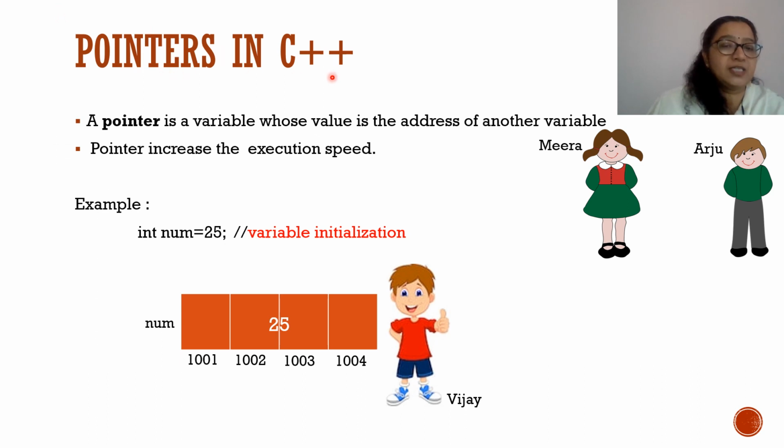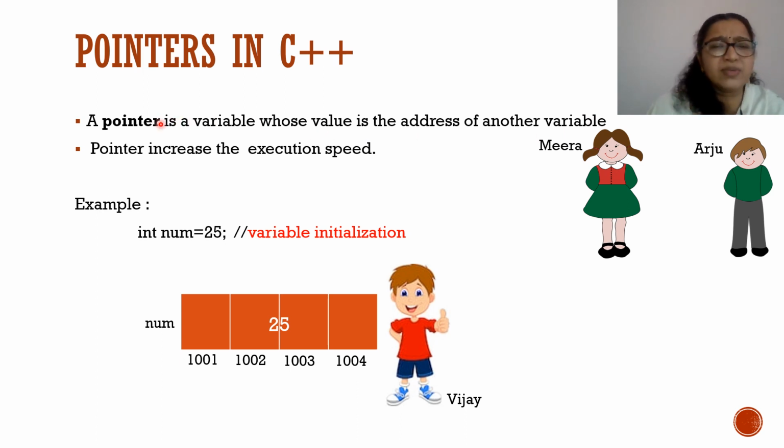Pointers in C++. See, a pointer is a variable whose value is the address of another variable. What is the meaning? A pointer is a variable. Variable means what? It's a memory allocation. So a pointer is a variable only, but whose value is the address of another variable. What is the meaning? This variable can hold the address of another variable. That is the meaning of pointer. That is the duty of pointer.